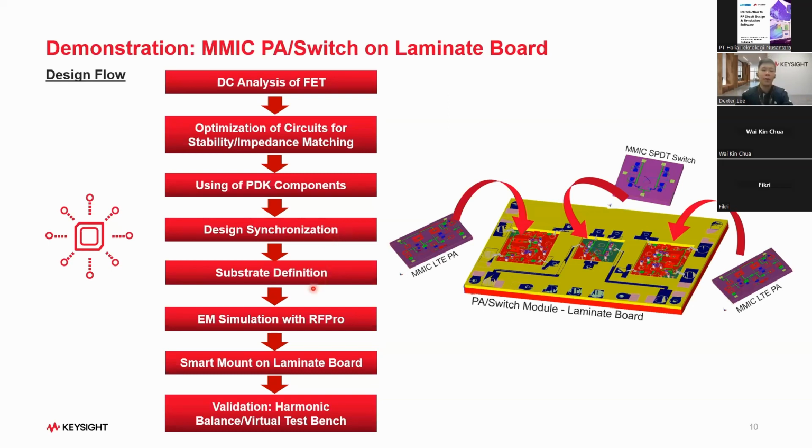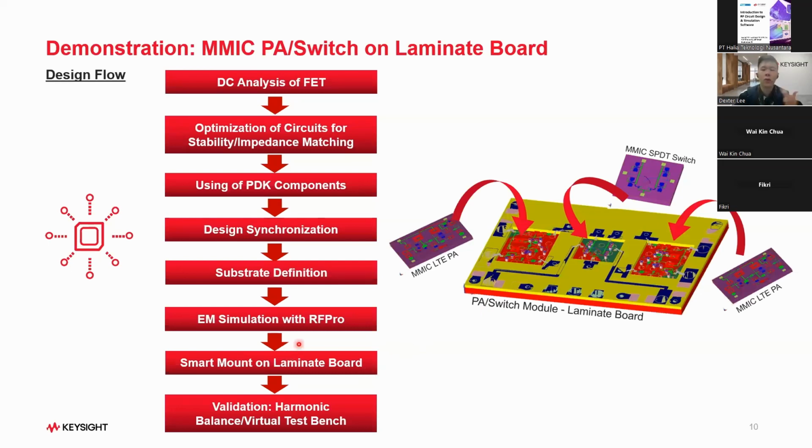Okay. And then we start to define the substrate, and then we can start to do the EM simulation using RF Pro. We can do a little bit more advanced, right? The end goal is to simulate this kind of PA switch module on the laminate board. We can actually do smart mount, whereby we can integrate the different IC chips onto our package here or our laminate board. That is something a little bit more advanced as well.